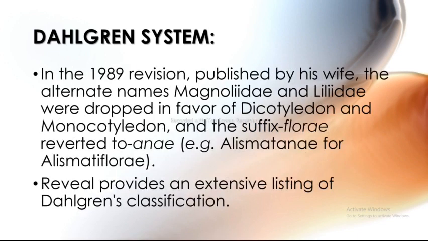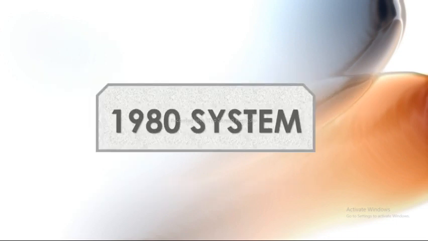In the 1989 revision published by his wife, the alternate names Magnoliidae and Liliidae were dropped in favor of Dicotyledon and Monocotyledon, and the suffix "-florae" reverted to "-anae". For example, Alismatiflorae became Alismatanae. Reveal provides an extensive listing of Dahlgren's classification. Next I am going to discuss the 1980s system.